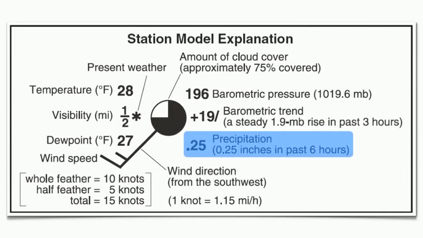This is the only piece of information on your station model that actually has a decimal on the station model itself. So with your precipitation, very important to be able to identify that. That's going to tell you how much has fallen over the last 6 hours.